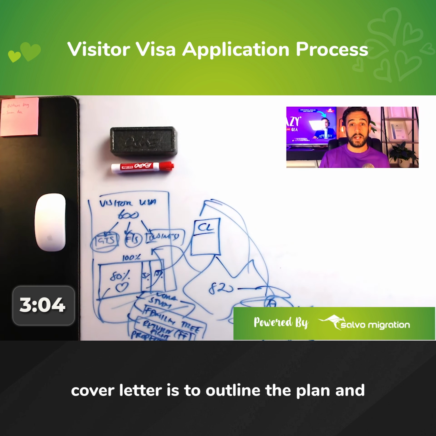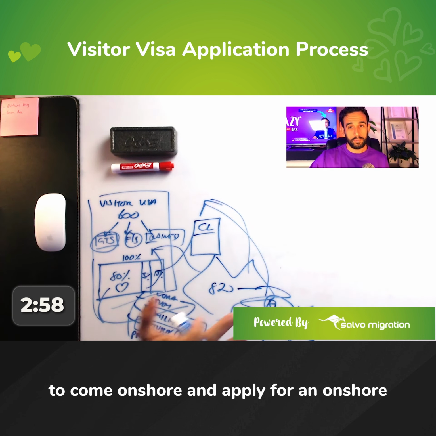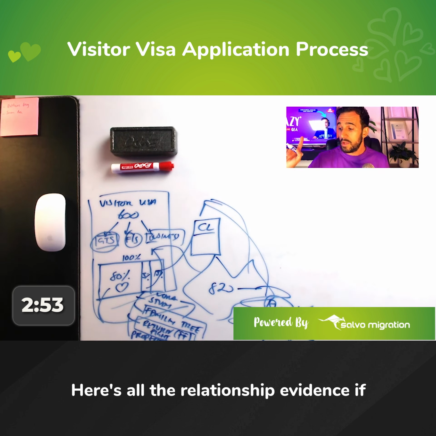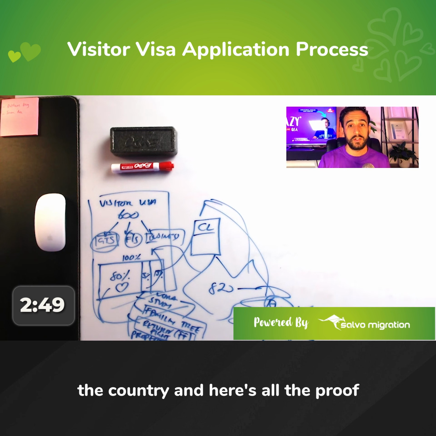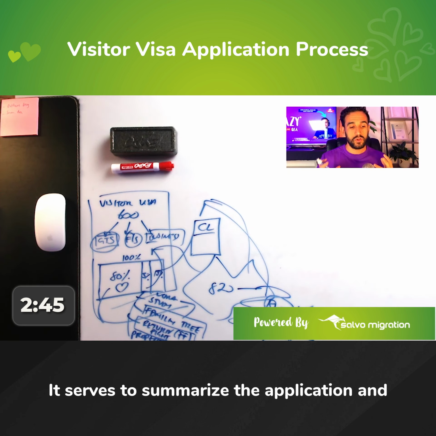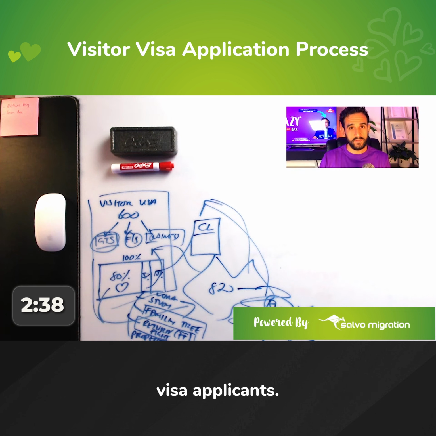And the purpose of the cover letter is to outline the plan. And the plan is for the visitor visa applicant to come onshore and apply for an onshore partner visa with their Australian partner. Here's all the relationship evidence. If that plan doesn't work, plan B becomes they're going to leave the country, and here's all the proof that they're going to return home. That's what the cover letter does. It serves to summarize the application and what the intentions are of the visitor visa applicant.